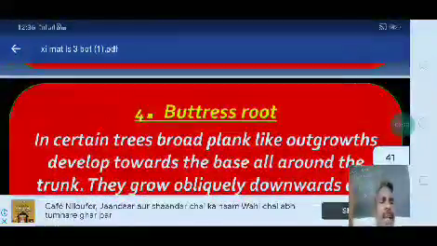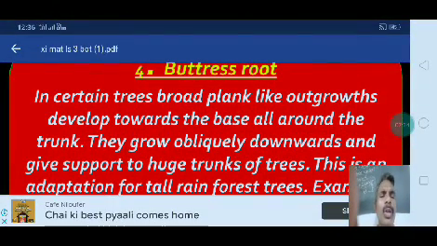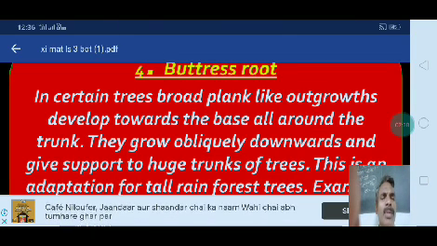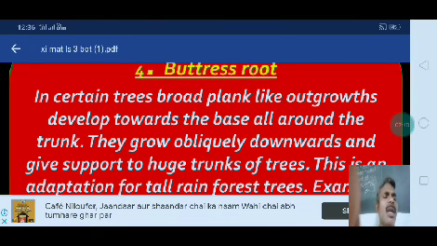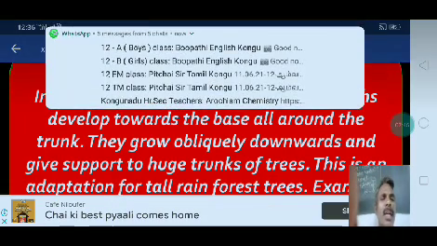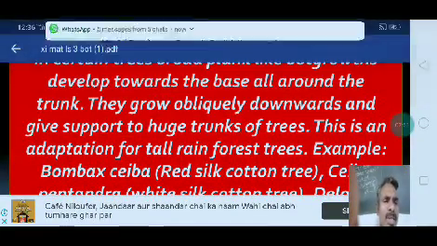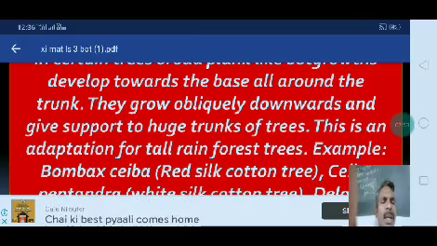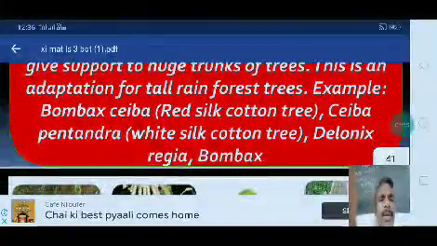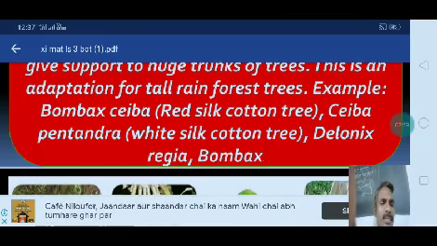Then fourth one, buttress roots. In certain trees, broad plank-like outgrowths develop towards the base all around the trunk. They grow obliquely downwards and give support to the huge trunk of trees. This is an adaptation for tall rainforest trees. Example, Bombax ceiba, red silk cotton tree, Ceiba pentandra, white silk cotton tree, Delonix regia.